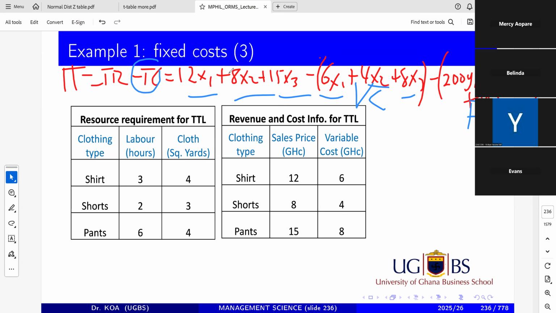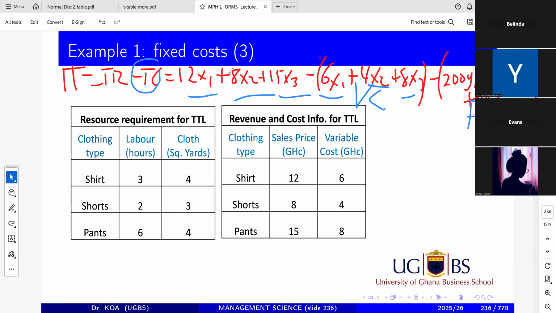Yes, sir. The first one will be 12X1. No, it won't be 12X1. Just give me the answers. Because we are minusing 6, we are grouping items. When we group the like terms, give me the answer.